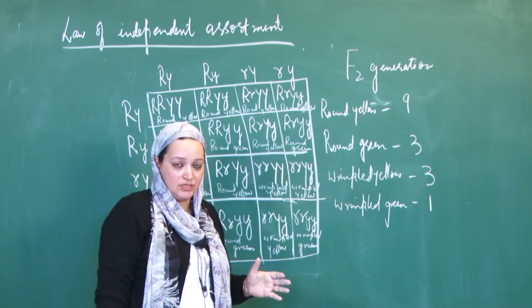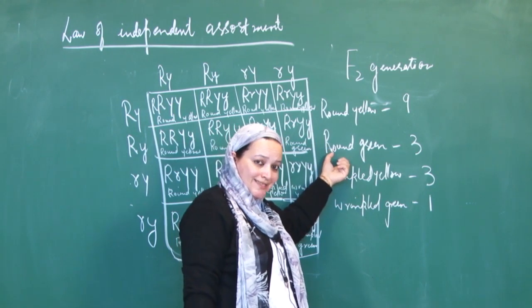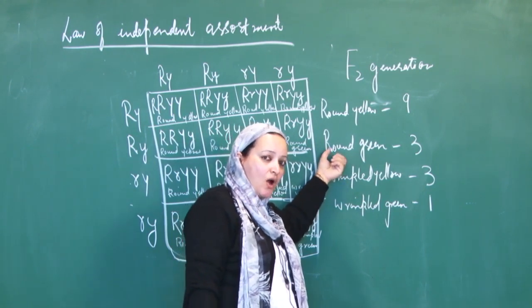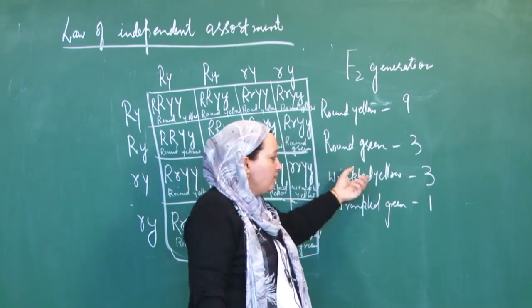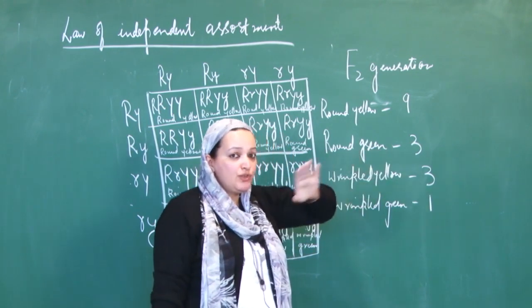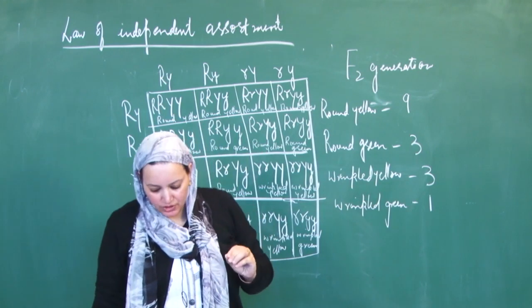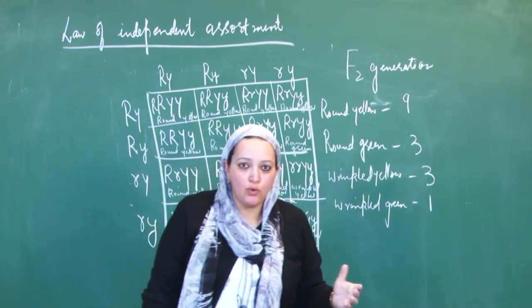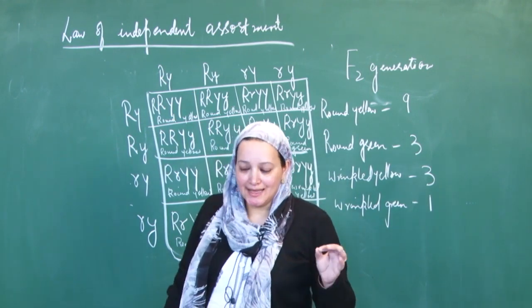Then when Mendel allowed them to self-pollinate, in F2 generation we could find new combinations. What were the new combinations? The seed with round shape and green color, and the seed with wrinkled shape and yellow color, which were nowhere in their parental generation or F1 generation. So what does this prove? This proves the law of independent assortment.